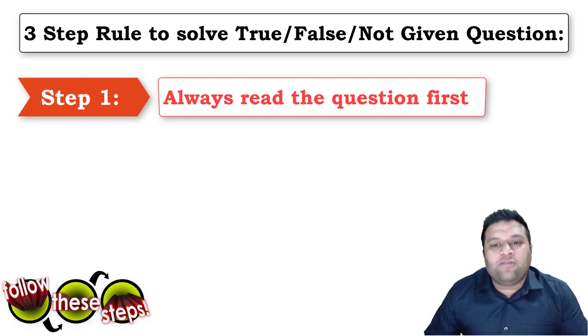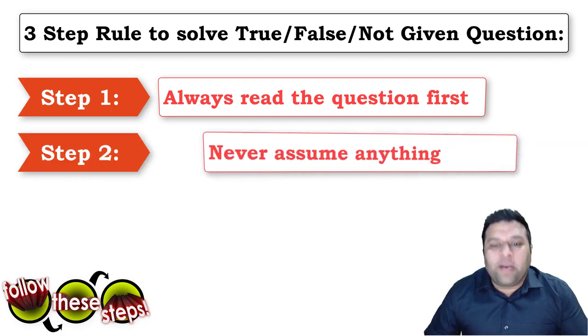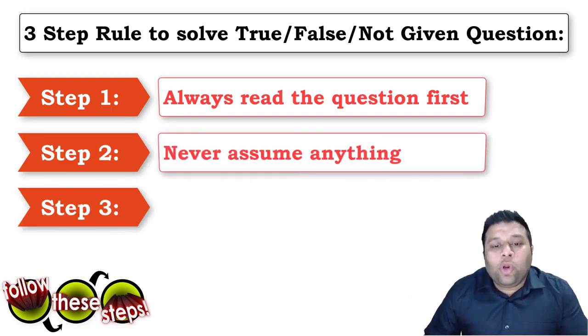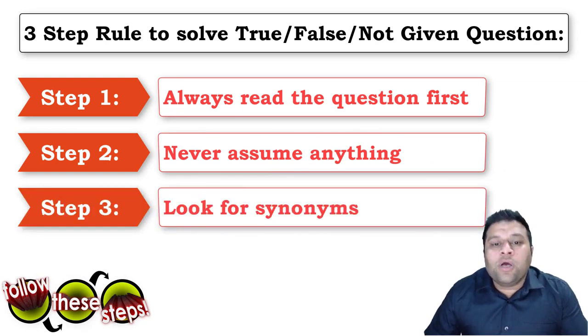Now I'm going to explain these steps with examples properly. Step number 2 is never assume anything, right? Never assume anything. Step number 3 is look for synonyms. Look for synonyms. Now I'm going to explain how these 3 steps will help you. I'm going to show you examples of these 3 steps and we'll go further from there.